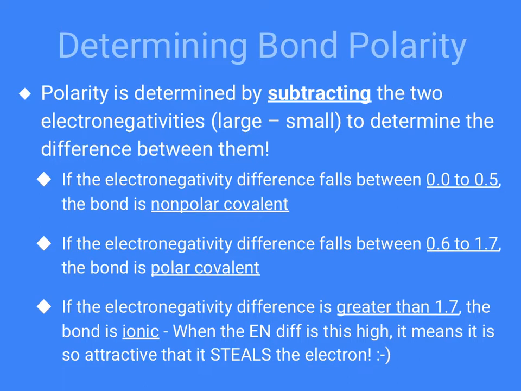If the difference in electronegativity is 0 to 0.5, then we're going to consider it to be nonpolar because they're pulling the electrons about the same amount. If the electronegativity difference is between 0.6 and 1.8, then we're going to consider it to be polar covalent because one atom is pulling on those electrons really, really hard. If we get a difference greater than 1.7, then we're going to consider it to be ionic. And that's because one atom pulls the electrons so hard that it actually removes them from the other atom. That's what causes an ionic bond, because of this difference in electronegativity.